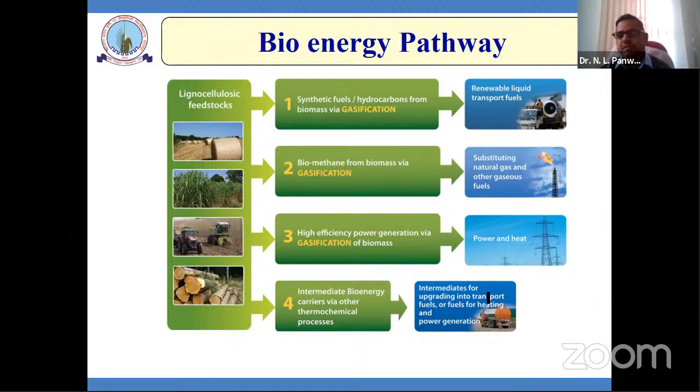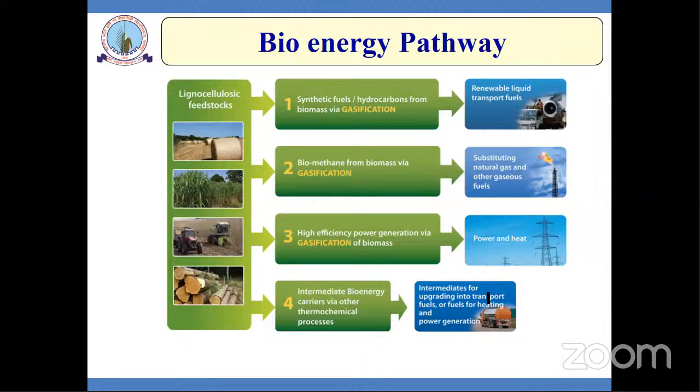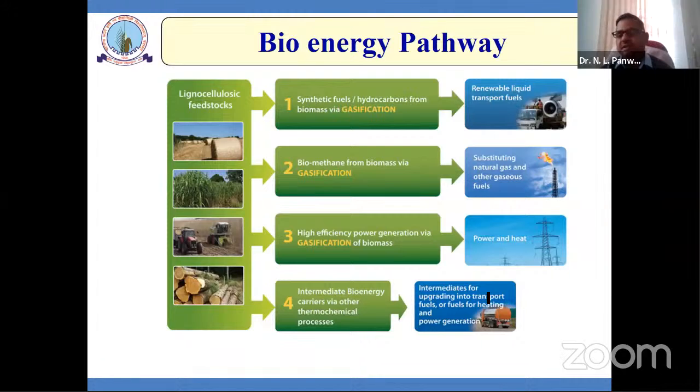So these synthetic fuels mean your producer gas, or if we go for the steam reforming process, then we can produce methanol also. So renewable liquid transportation fuel can be produced through the gasification process. In biomethanation, whatever CO, CH4 and hydrogen is produced is further catalyzed using the catalytic mode and can substitute your natural gas. So high efficiency power generation via the gasification process: that can be a quality combustion process through gasification mode, so we can generate electricity.